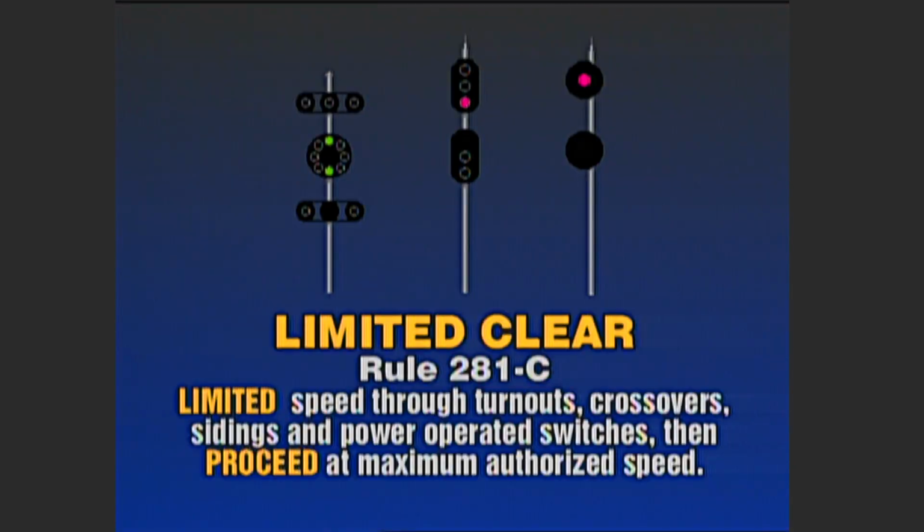And if the railroad used high-speed turnouts, the engineer would probably see a limited clear signal at this spot. Limited clear, again, is virtually the same as medium clear, except that the higher limited speed of 45 miles an hour is authorized.